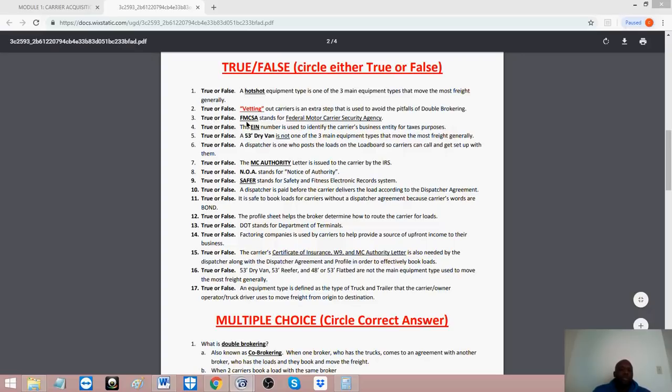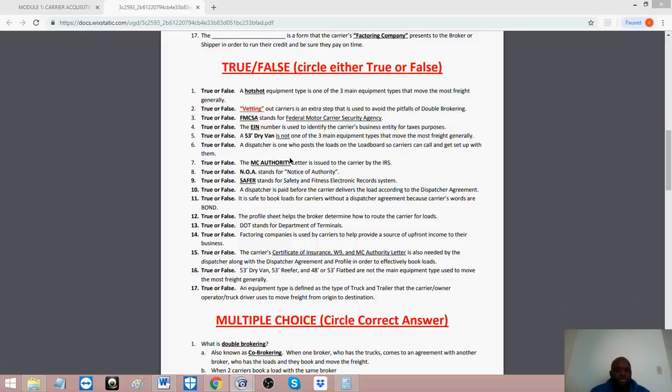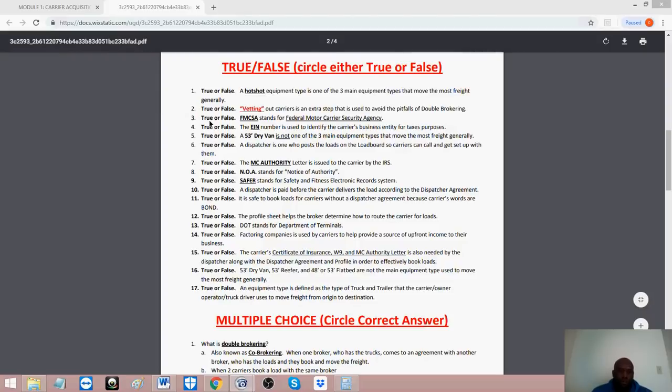Number 3, true or false. FMCSA stands for Federal Motor Carrier Security Agency. This is a trick one. This is tricky. Keenan says some people say it's false, some people say it's true. That answer is false. FMCSA does not stand for Federal Motor Carrier Security Agency. It stands for Federal Motor Carrier Safety Administration.